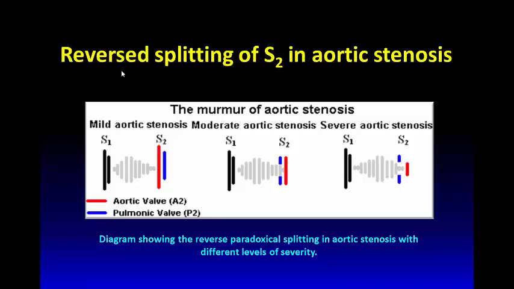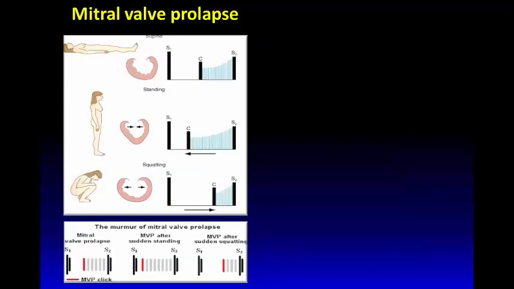systole is prolonged, so it would take a longer time for the left ventricle trying to overcome the increased resistance of the stenotic aortic valve, and hence the aortic valve would close after the pulmonary valve, resulting in reverse splitting of S2, which is heard during expiration.